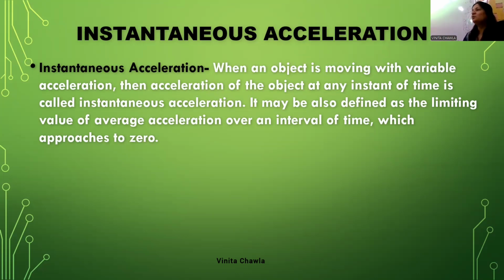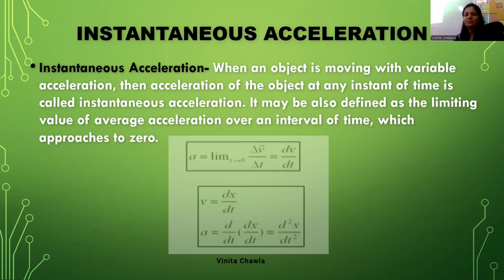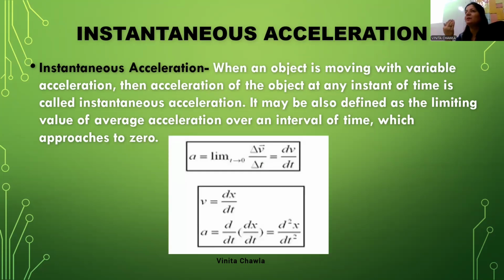So if delta t tends to 0, then it becomes dv by dt. This we had done for instantaneous velocity. And what is v? v is dx by dt, a is dv by dt. So we can write a in terms of x, d square x by dt square.